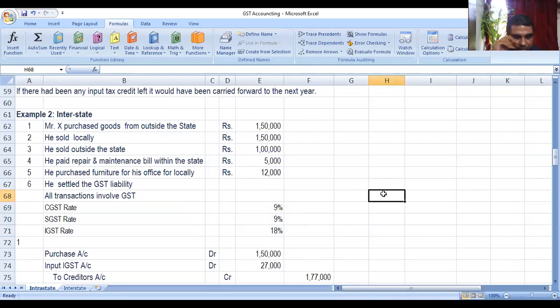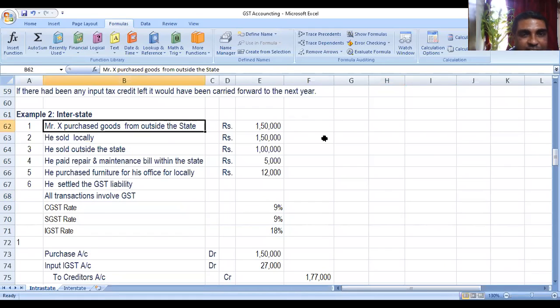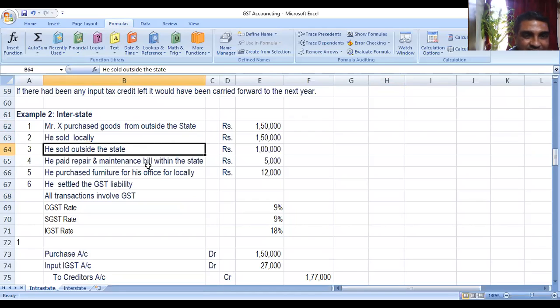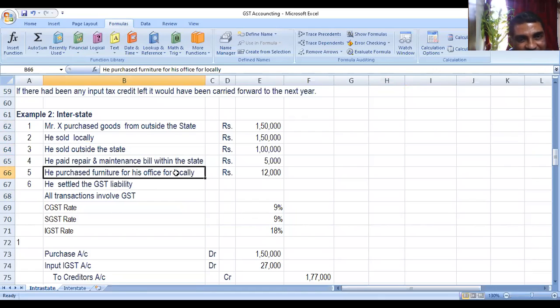Right. So the situation, you see, first there is an interstate purchase. Okay. Interstate sales. Then again, interstate sales. Then what is this? This is within the state. Then availing some service, intrastate, local. Then again, local purchase. That's some intrastate purchase of furniture. These are the issues there.